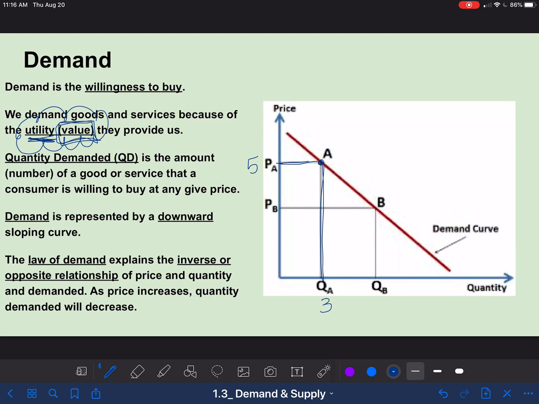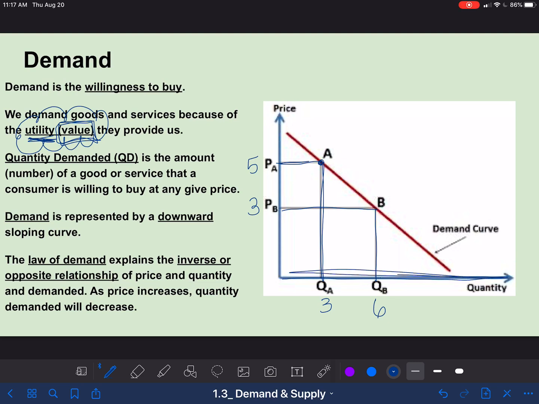So let's look at price point B. We'll call that 3. So at price point 3, we go off to point B here, and we have QB, or quantity B. How much are we willing to buy at price point 3? Or let's say we're willing to buy 6. Now, how did I know that QA was going to be less than QB?